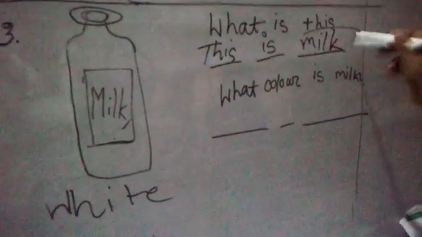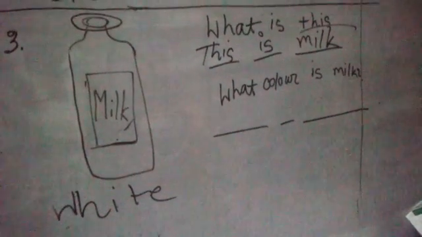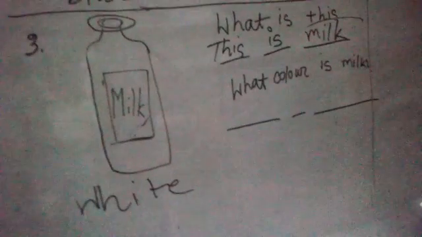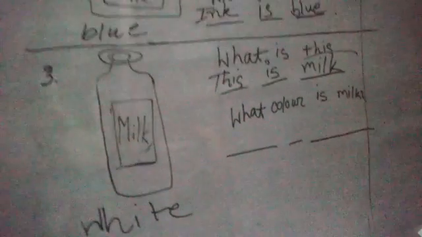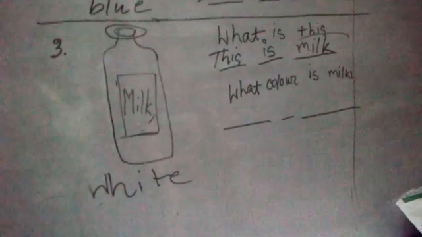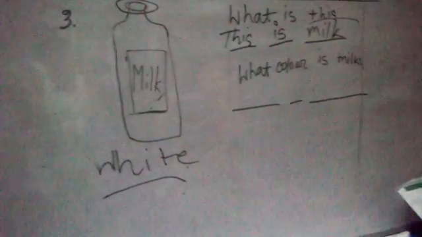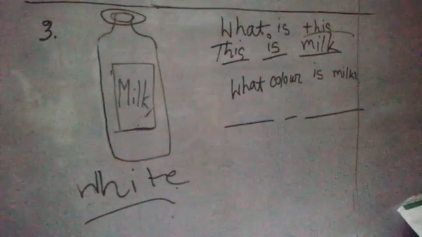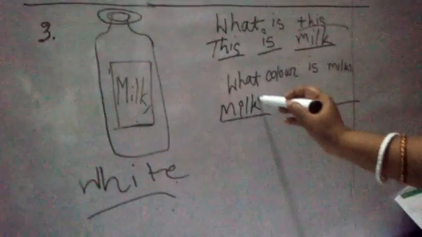Okay, and then, what color is milk? Milk is what? Milk is blue? No, milk can never be blue unless you add some blue colors in it. So then can milk be brown? No, at least I have never drunk such milk. So what color is milk? As it's already been mentioned, white. So you have to write the color of it as white.